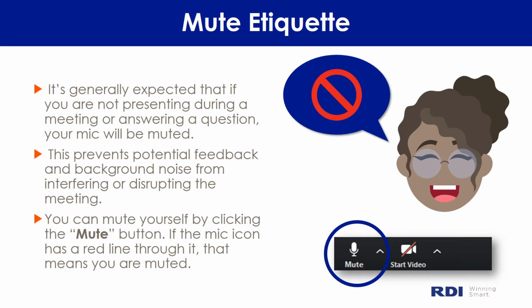Mute etiquette. It's generally expected that if you're not presenting during a meeting or answering a question, your mic will be muted. This prevents potential feedback and background noise from interfering or disrupting the meeting. You can mute yourself by clicking the mute button. If the mic icon has a red line through it, that means you're muted.